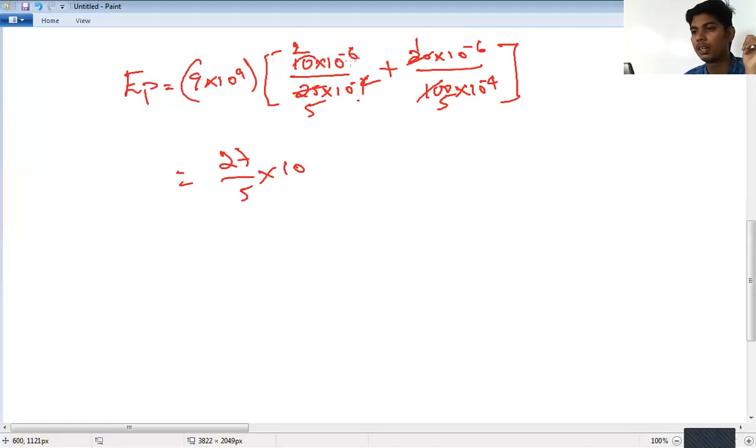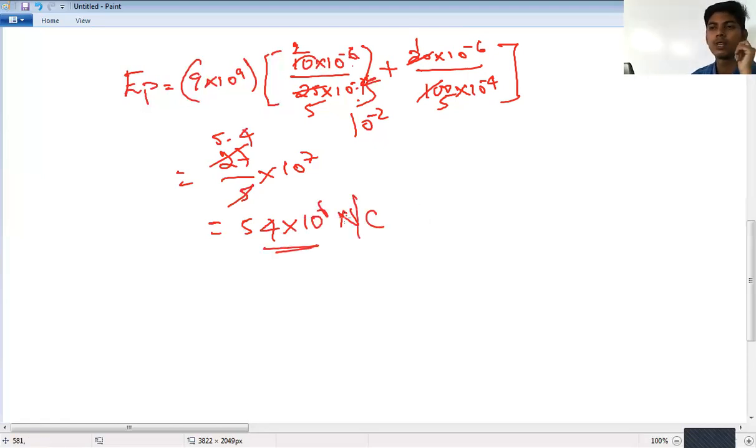If you simplify, 10 power minus 6 divided by 10 power minus 4 is 10 power minus 2. So 10 power 9 into 10 power minus 2 is 10 power 7. This can be written as 5 1s are 5, 5 4s are 54. So this will be 54 into 10 to the power of 6 Newton per coulomb.